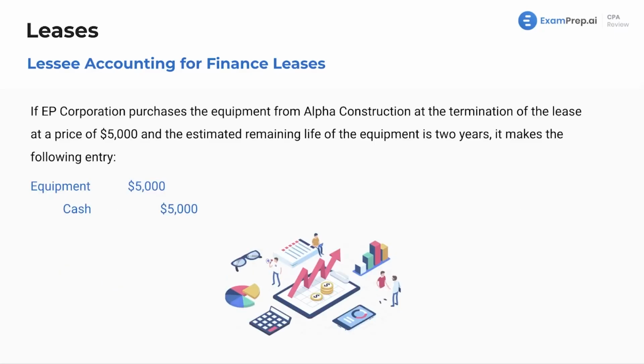Now, if EP Corporation purchased the equipment from Alpha Construction at the termination of the lease at a price of $5,000 and the estimated remaining life of the equipment is 2 years, it makes the following entry. Now, this was the salvage value, the possible purchase option there. This would be the journal entry. If you're purchasing the equipment, this is what you would do regardless of leases. You would debit equipment, debit your asset of equipment for $5,000, credit cash for $5,000.